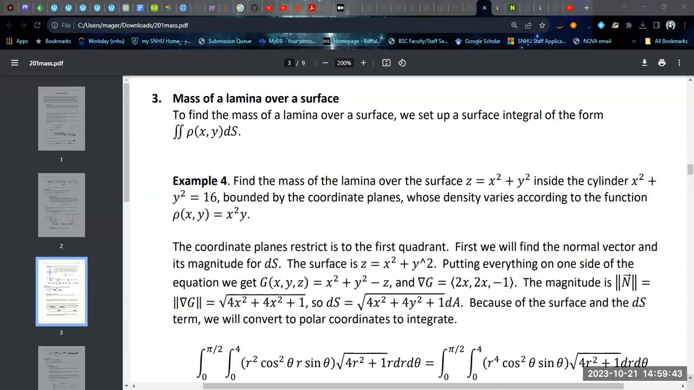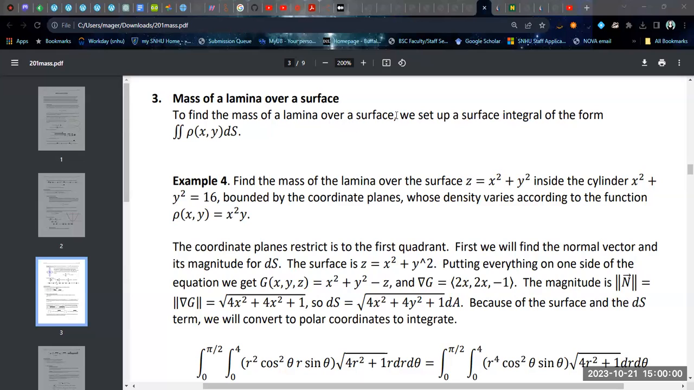So in this video, we're going to look at how to find the mass of a lamina over a surface. So now we're not in the plane. Now we're laying our thin sheet over some kind of volume. And so essentially we're involving surface area.